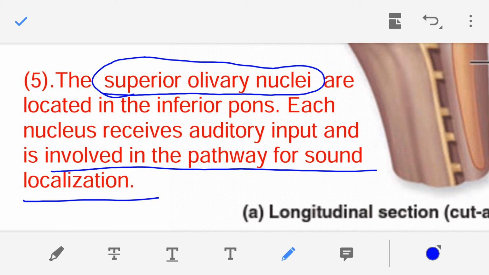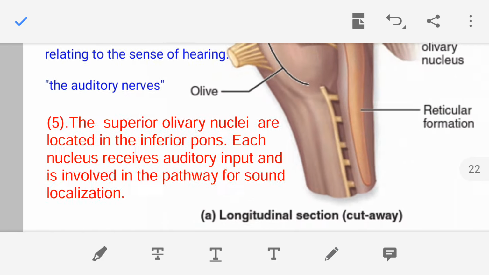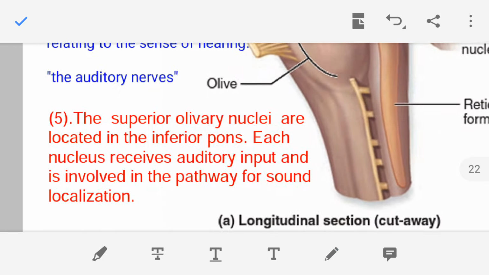That means from which direction the sound is coming. Okay, so we can understand that the sound is coming from this direction because the nerve impulse reaches the superior olivary nuclei. Okay, so this is the fifth point of our discussion, the superior olivary nucleus.